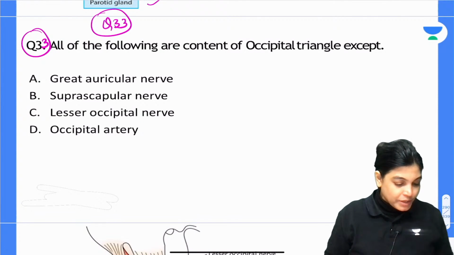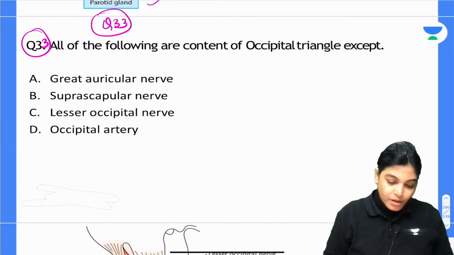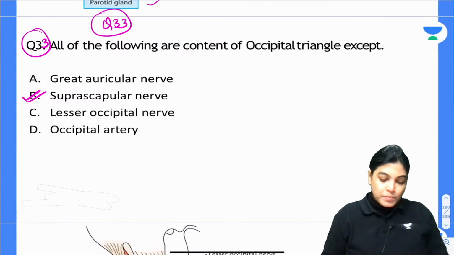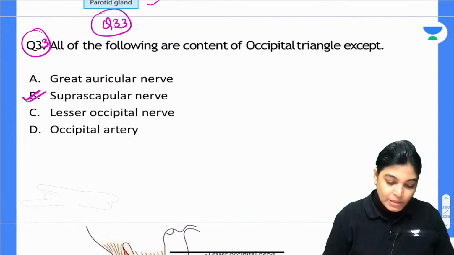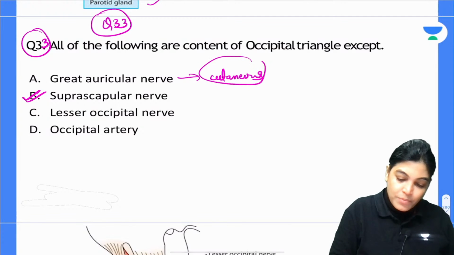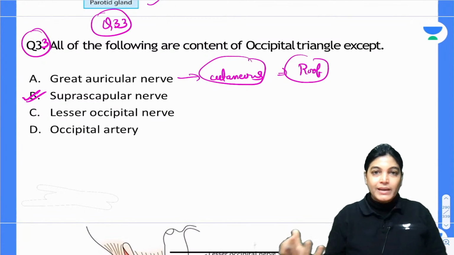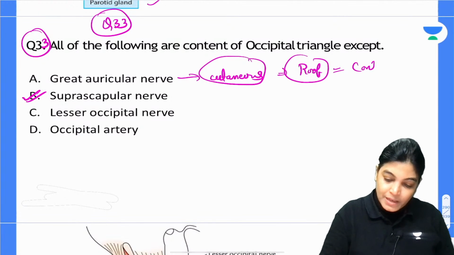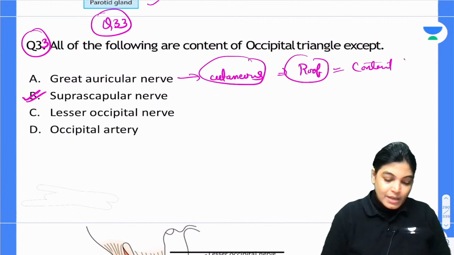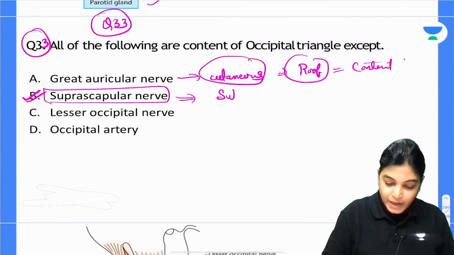Alok Shah, 33A. No. The correct answer is B, suprascapular nerve. The great auricular nerve is a cutaneous nerve, and it forms a content of the roof and also of the occipital triangle. So, the suprascapular nerve is the right answer because it is a content of the subclavian triangle.